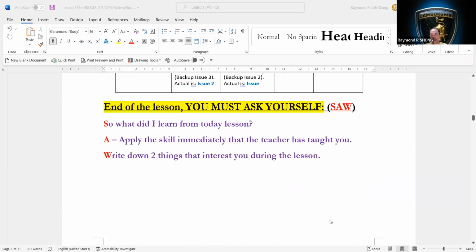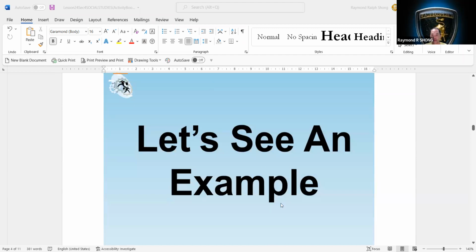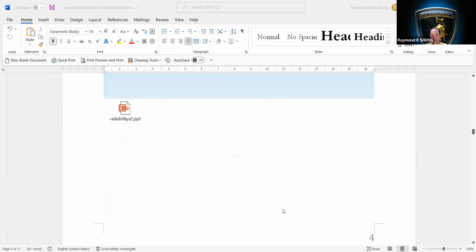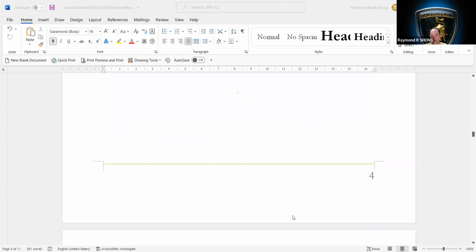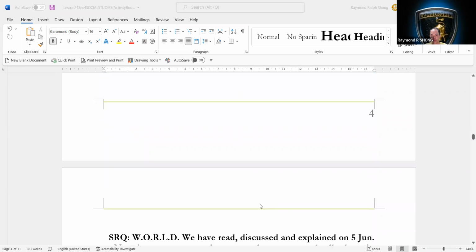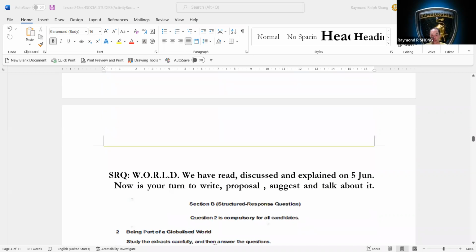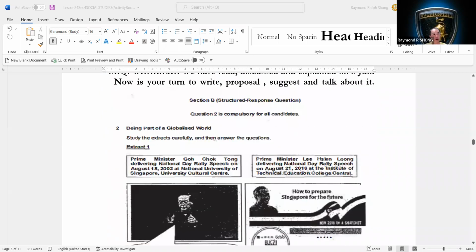Okay, let's see the example for this one. Then we're going to move on to the next slide here. Something is wrong with my mouse, you see. With this one here, which is what Danny is doing. Okay, so let's go to the PowerPoint now.